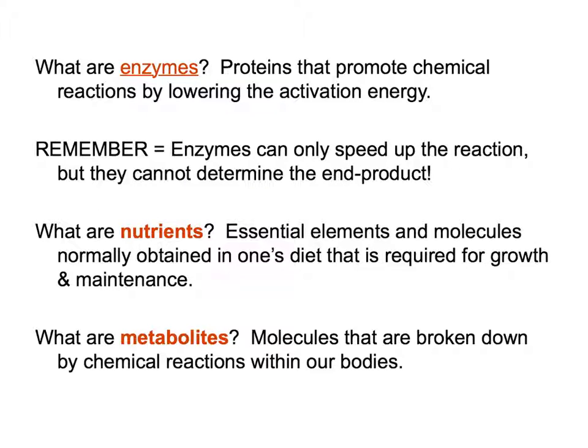Let's begin with enzymes. So what are enzymes? Enzymes are proteins that promote a chemical reaction by lowering activation energy. Remember, enzymes can only speed up the reaction, but they cannot determine the end product. What are nutrients? Nutrients are essential elements and molecules normally obtained in one's diet that are required for growth and maintenance. What are metabolites? They're the molecules that are broken down by chemical reactions within our body.